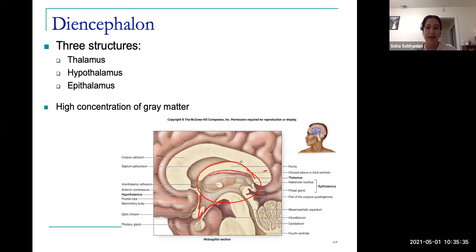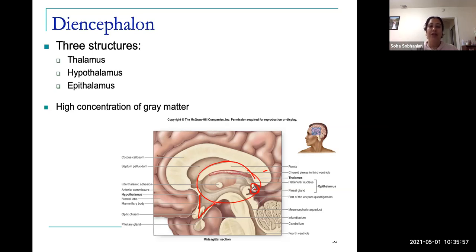Oh, it looks like a bird right now. And then epithalamus is not really depicted in this picture, but I'll talk about it. Oh, it is actually, sorry, it's right here. That's your epithalamus. So it has really high concentration of gray matter, which means there's a lot of neurons, a lot of cell bodies, a lot of activities.